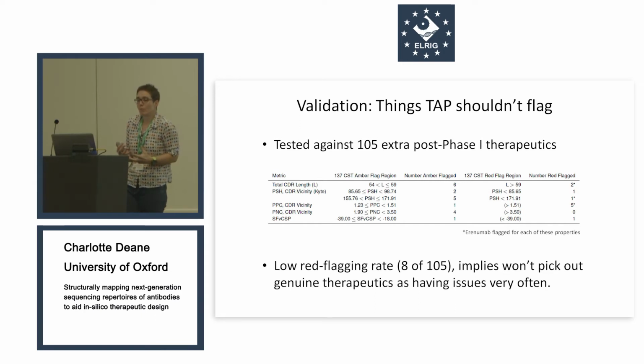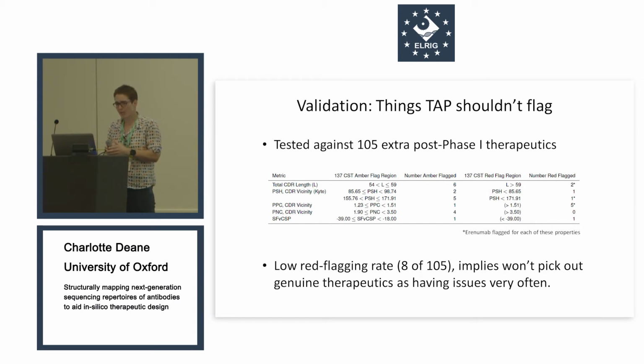So does it work? Well, first of all, validation, things it shouldn't flag. So what we did was we went and collected another 105 post-phase 1 therapeutics. We just collected them from the literature, and we checked what happened. Only 8 of those got any flags, so 8 of them got red flags, which implies you won't pick out genuine therapeutics as having issues very often. What it also says, interestingly, is almost all the time when it was red flagging them, they were just on the edge of the distribution. So we weren't finding things that were a very long way off that had made it to be therapeutics. They were right on the edge.